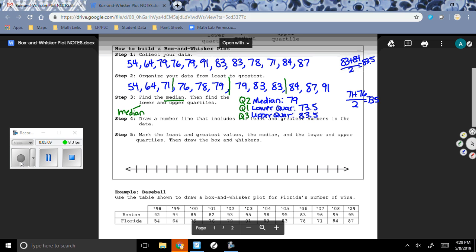All right, so now step 4, we are going to draw a number line that includes the least and greatest numbers in my data. So now that it's all in order, it's really easy from here. I'm seeing that my lowest number was 54 and my highest number was 91. Well, looking at the number of little dashes on my number line, I can't count by ones, but if I count by twos, I think I'll have enough space. So I'm going to start at that first tally and just start with 54.